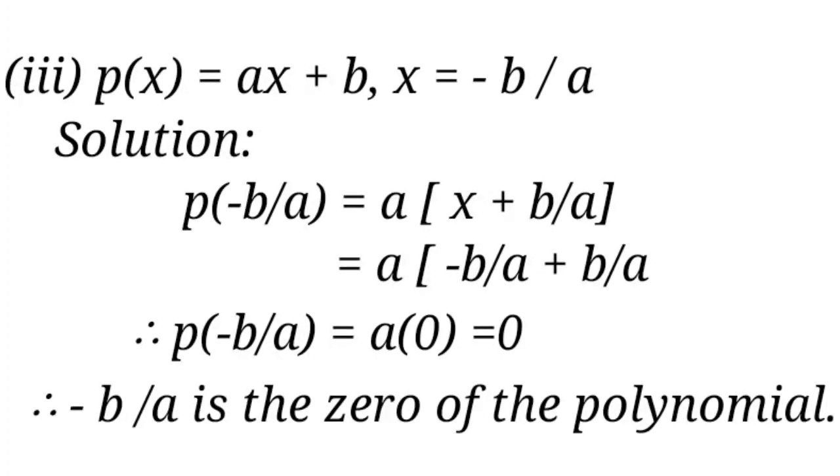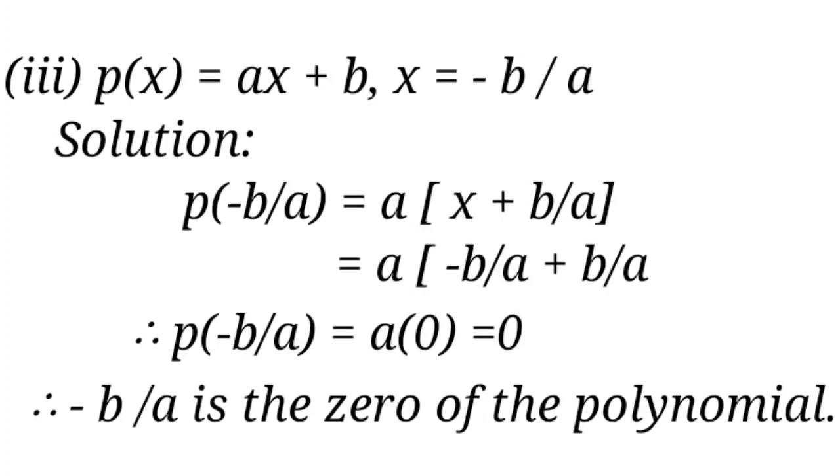Third subdivision, p of x is equal to ax plus b, x is equal to minus b divided by a. Solution: p of x is equal to ax plus b. Here taking a as common, then p of x is equal to a into x plus b divided by a. Then putting x is equal to minus b divided by a.